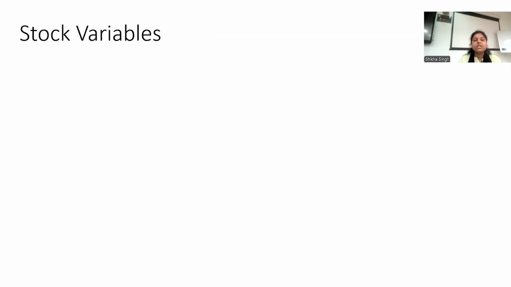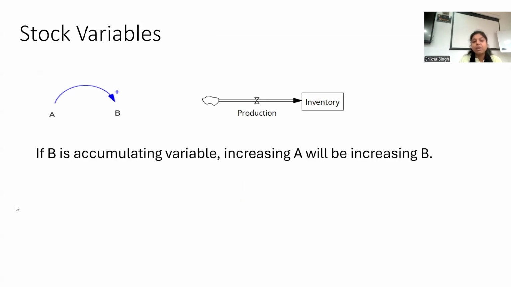Then stock variables. How do you represent stock variables? What are stock variables? We have already seen that A is impacting B. Along with it, there is one more expression, the stock variable. And now here I'm saying B is an accumulating variable. Increasing A will be increasing B. So there is a causality which is existing. But B is the stock variable here, right?